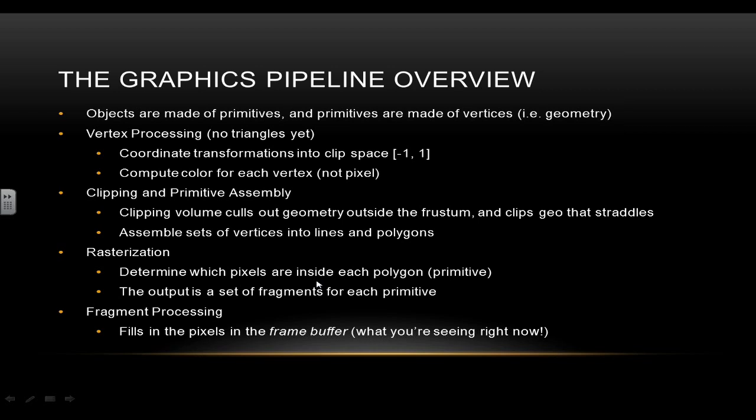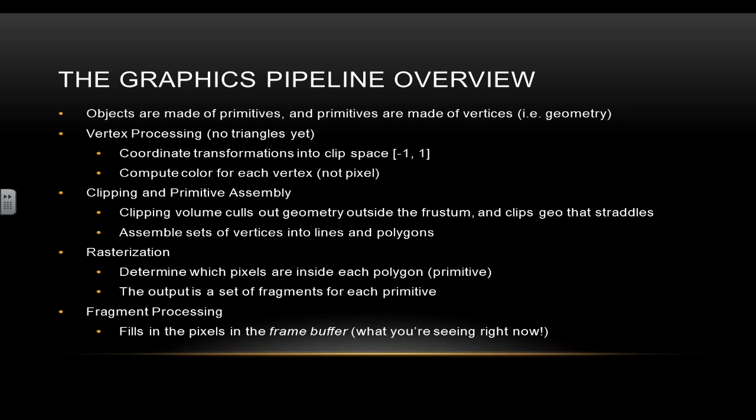Okay? So the graphics pipeline overview. This is how graphics are actually rendered. It follows these 4 major phases. The first one is vertex processing. And so again, what's a vertex? It's a point inside your mesh, right? Whatever you're going to render. Okay, so what happens is we're going to do a lot of coordinate transformations into something called clip space. Don't worry about that right now. And we may also compute a color for that particular vertex. Not the pixel. We'll get to that a little bit later.